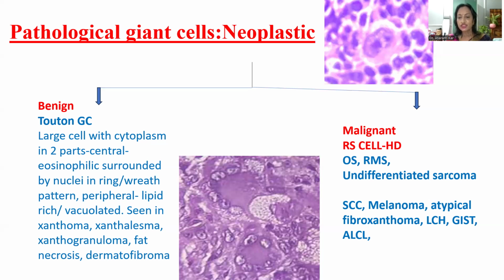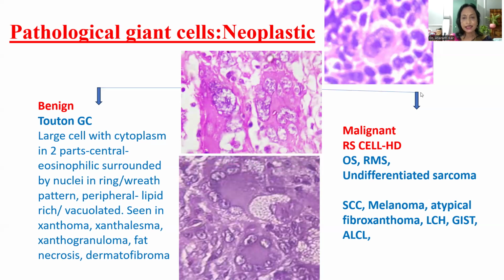The sarcomas can be osteosarcoma, rhabdomyosarcoma, and undifferentiated sarcoma. Carcinomas can be squamous cell carcinoma, melanoma, etc. I'll be telling you about these conditions. This is the look or the morphology of a tumor giant cell. Like you can see, the nuclei are very large, pleomorphic, hyperchromatic, containing a prominent nucleolus and coarse granular chromatin. I must tell you here that the nuclei of these cells look the same as those of the mononuclear tumor cells. That is how we can diagnose that these are the tumor giant cells.